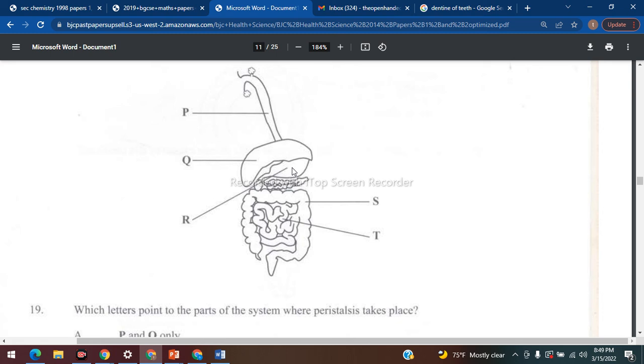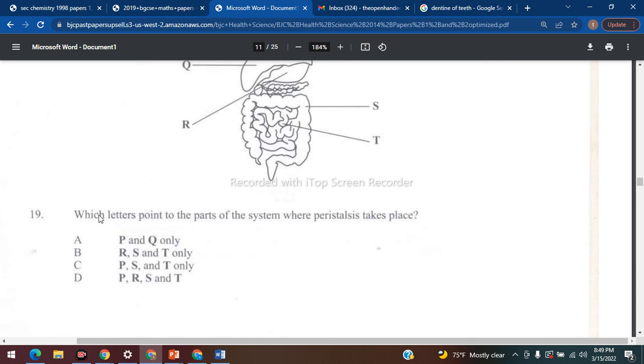R is the stomach. This is the pancreas, under the stomach. Then this is the large intestine, and this is the small intestine.